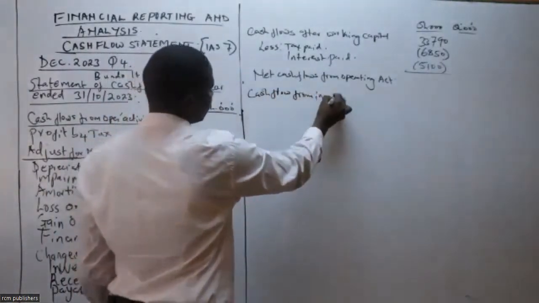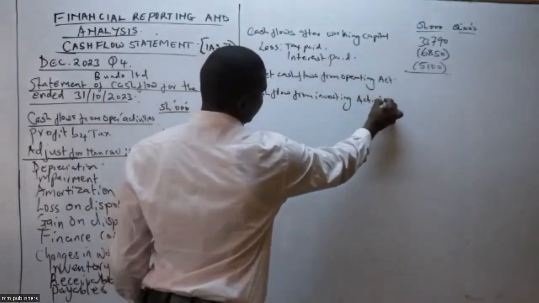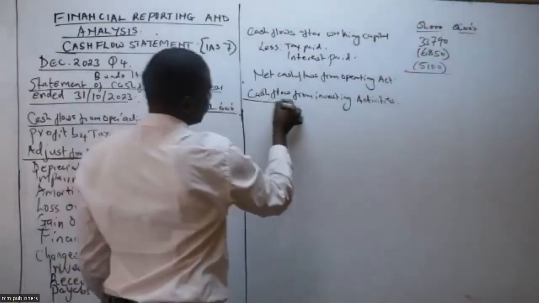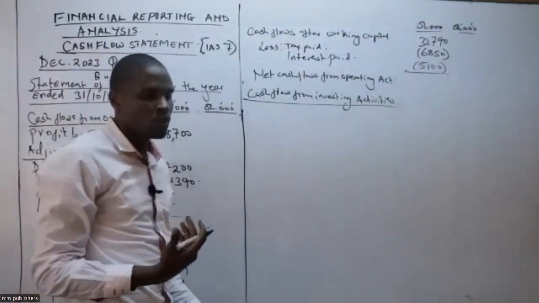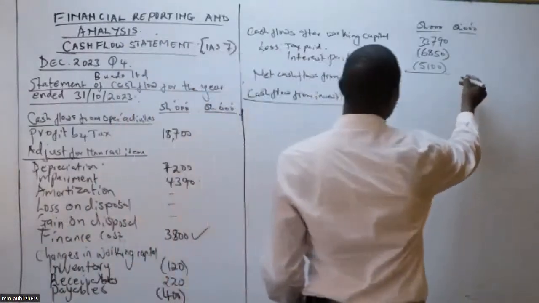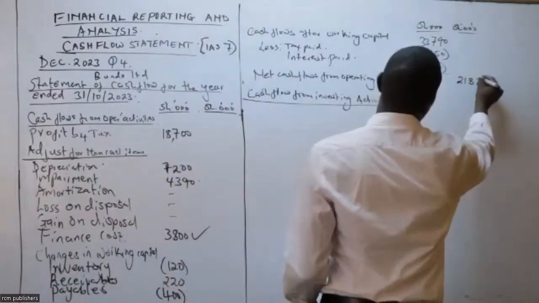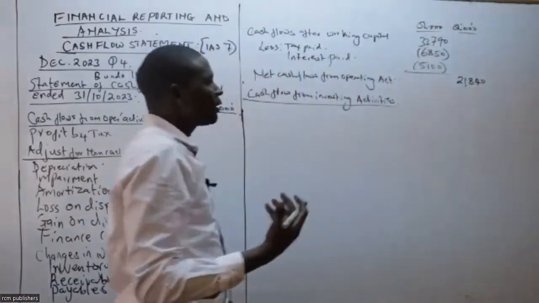investing activities. Cash flow from investing activities, and I told you that we get that from what? The non-current asset 21,840. 21,840. People are getting 21,840. 21,840. Asante. And it's a positive.